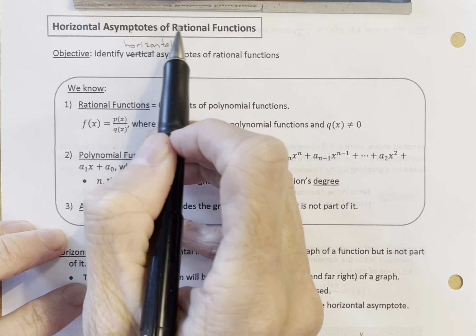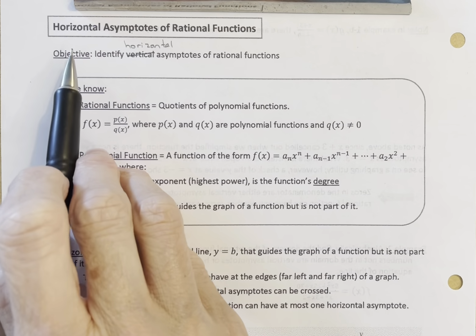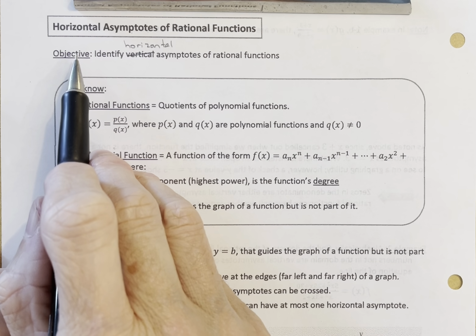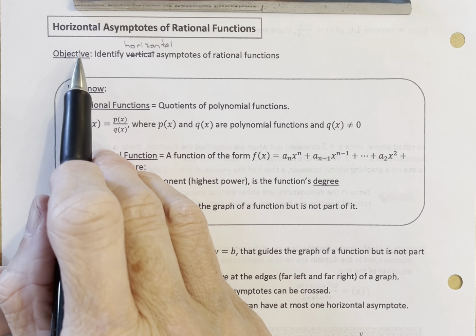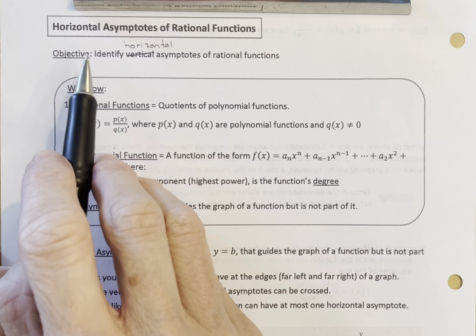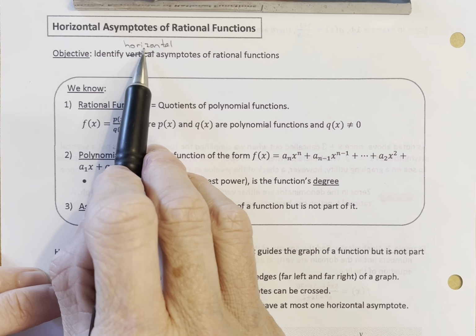Horizontal asymptotes of rational functions. So in a previous video, we talked about vertical asymptotes and how to find them. In this video, we want to identify horizontal.